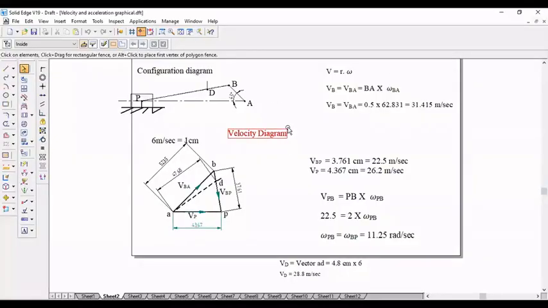So that's all. This is the final answer. So these are the step-by-step procedure we have explained. The same thing you must follow for any problems. Here we have explained only for the velocity. In the next lectures, we'll explain you the acceleration diagram as well.